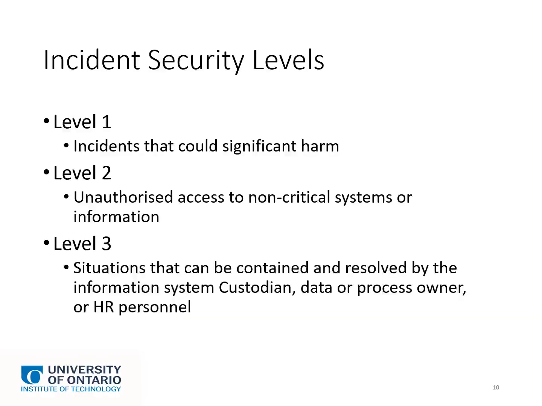Classification of the incident is also based on the security levels of an incident. An incident is classified into three levels depending upon the level of criticality. It is classified into level 1 when we could say that we would be facing significant harm due to that incident. It is classified into level 2 when there is unauthorized access to non-critical systems or information. The incident is classified into level 3 in situations where the information system custodian, data or process owner, or HR personnel has to resolve that incident.